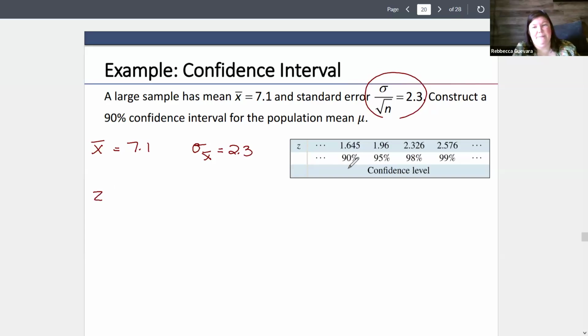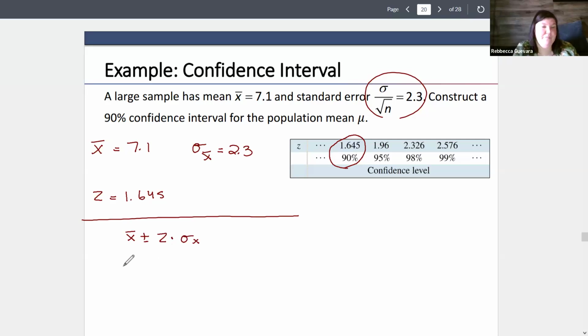So I need a z-score for that. Like I said, this chart's kind of a quick go-through, so I don't have to constantly look these up. 90 is a common one, so I look here for 90, and I see a z-score of 1.645. So if I want to make my confidence interval, remember it's just going to be x bar plus or minus my z-score times my standard error, was one way we talked about it. So that would be 7.1 plus or minus a z-score of 1.645 times a standard error of 2.3.